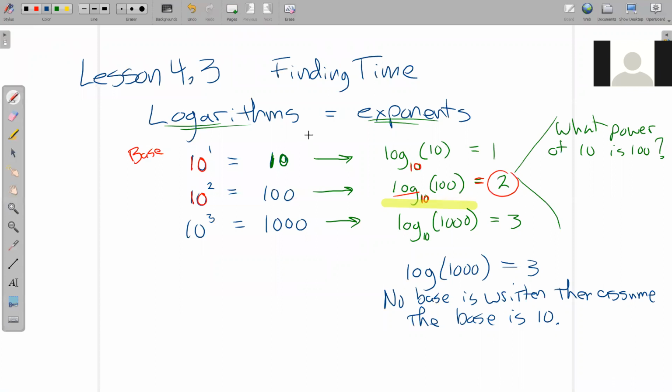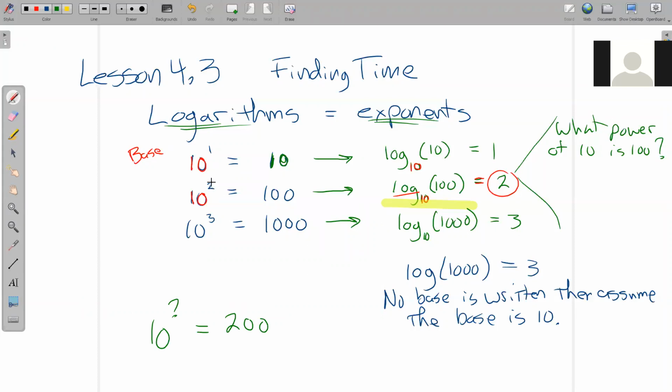So why bother rewriting these? What's wrong with just leaving it this way? Here is the brilliant idea someone came up with about rewording this in these following equations. I know 10 to the third power is 1000. I know 10 to the second power is 100. So now I'm wondering, well, what about in between? What power of 10 is going to give me 200, for example?